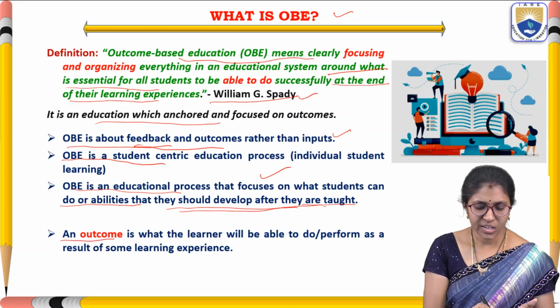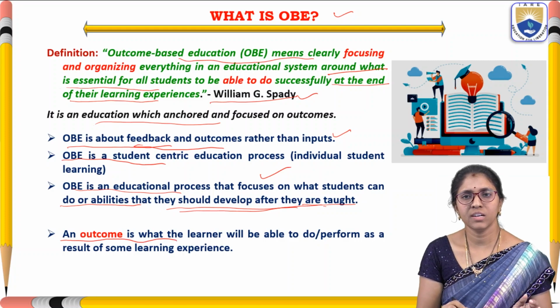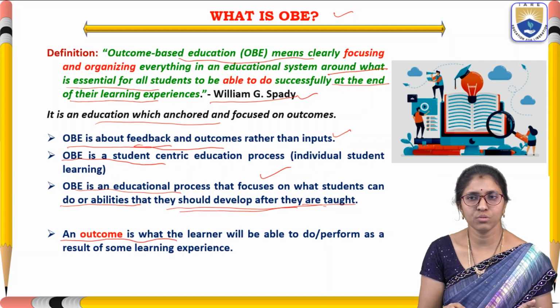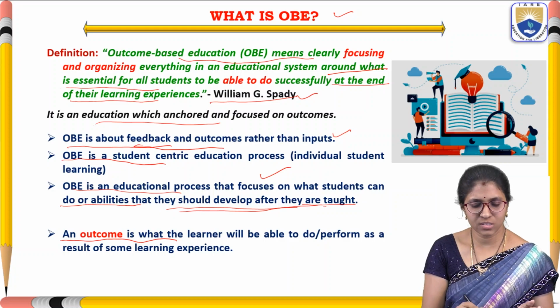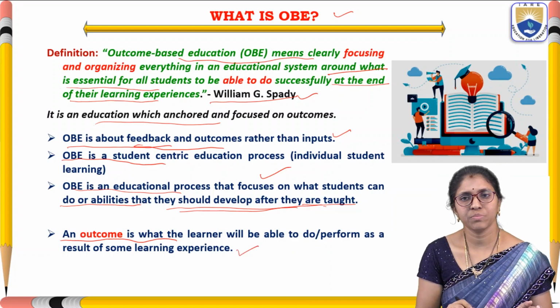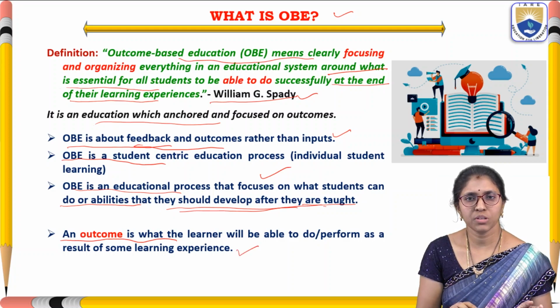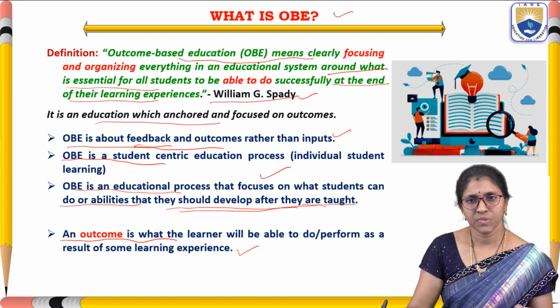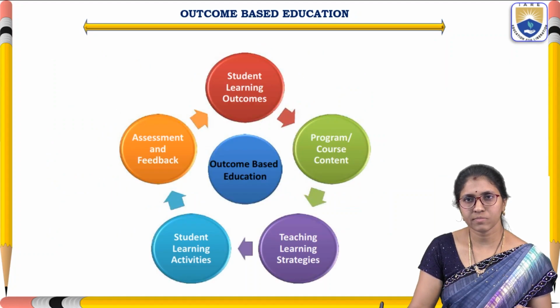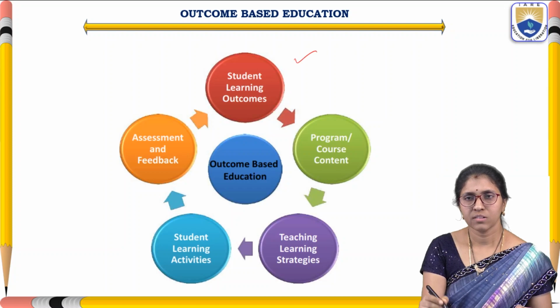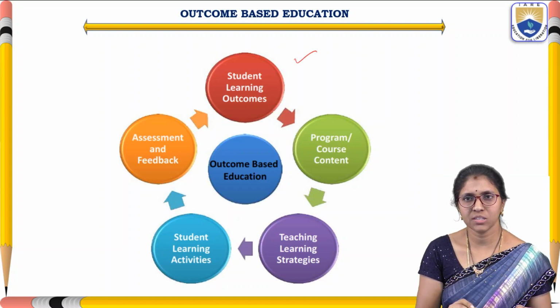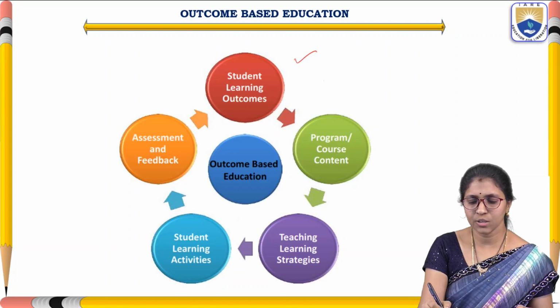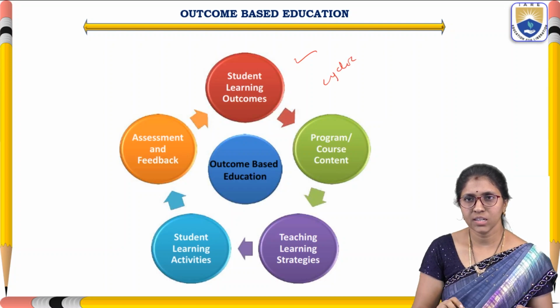An outcome is what the learner will be able to do or perform as a result of some learning experience. So this is the outcome-based education representation. It is a cyclic process.